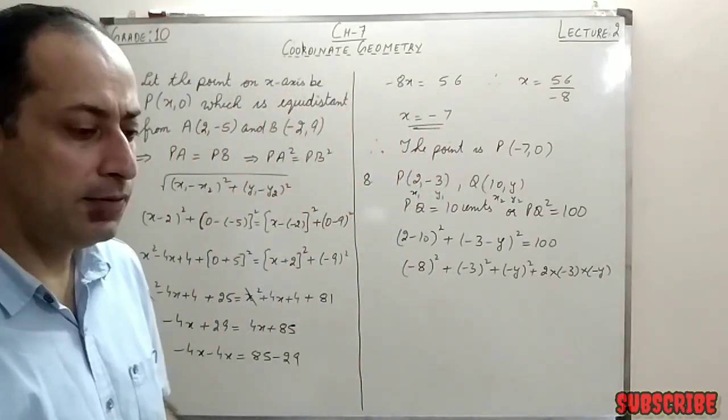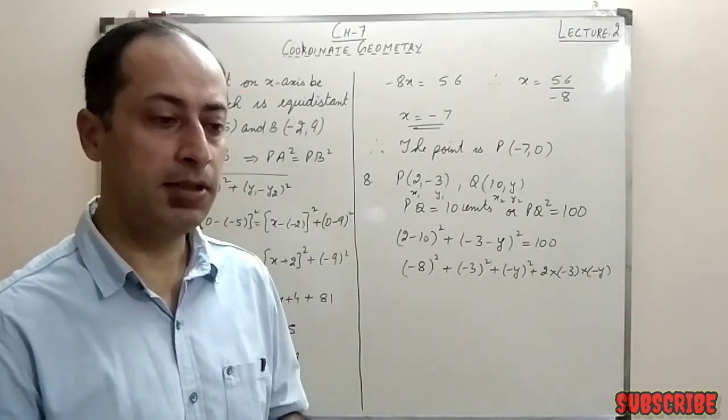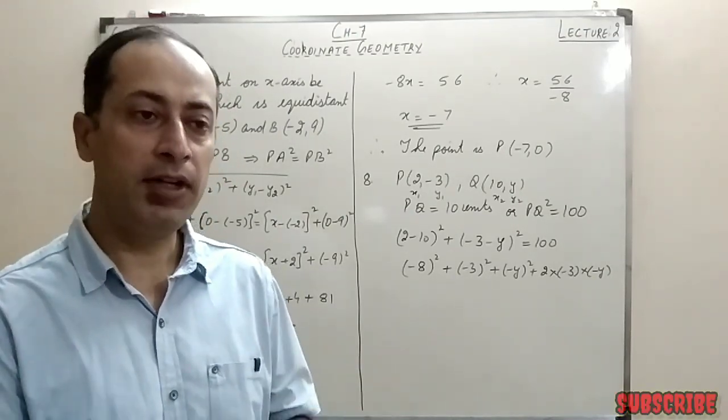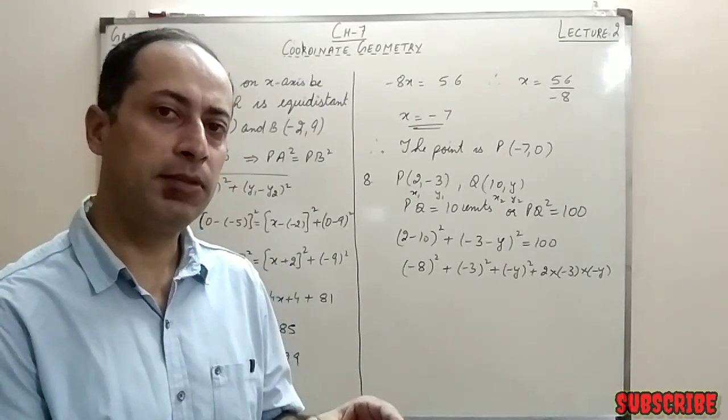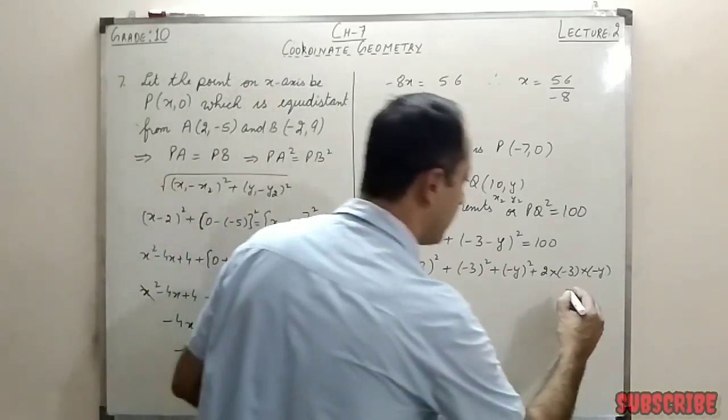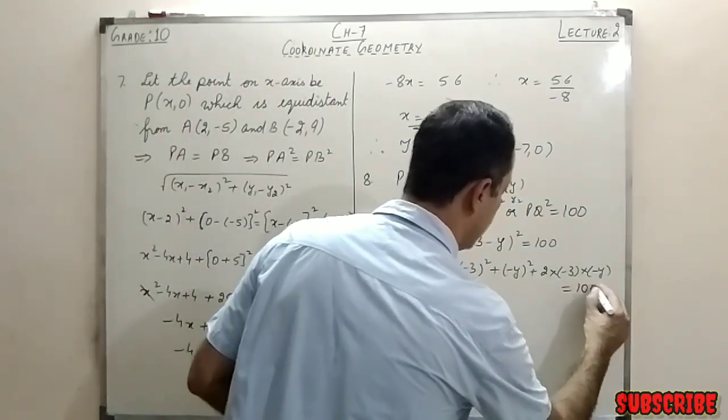See, if we have confusion about which identity will be applicable, always apply the identity of (a plus b) whole square with the signs of the numbers with them. Then you can avoid your confusion, right? So, this is what I have done here.